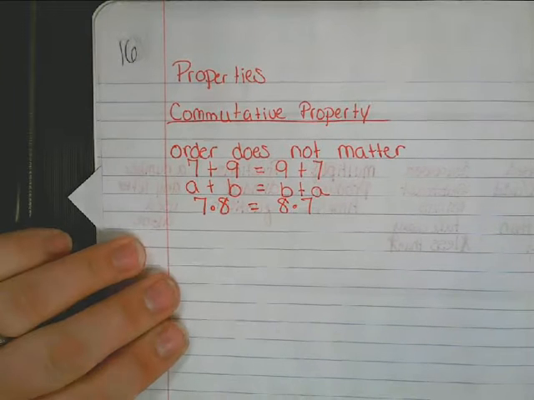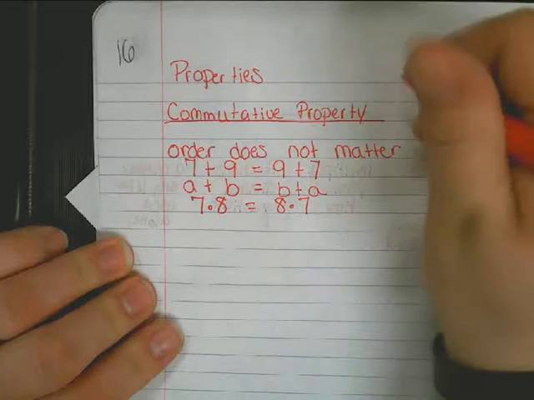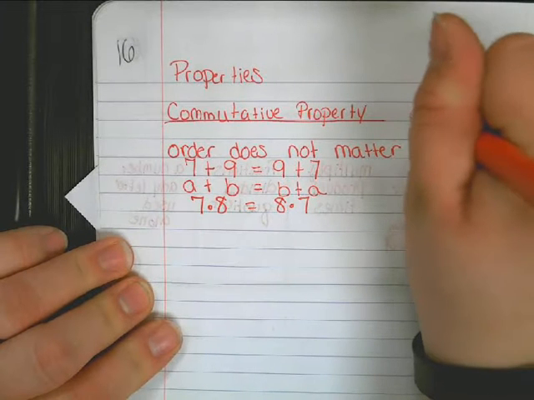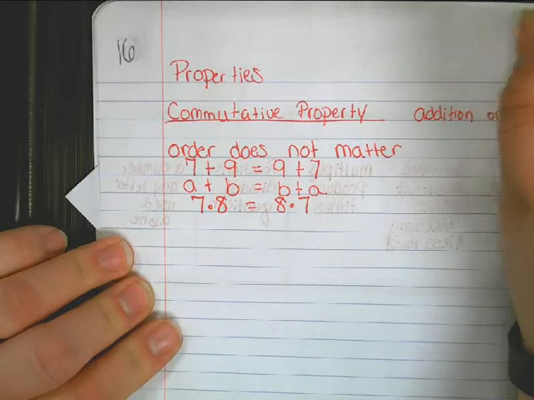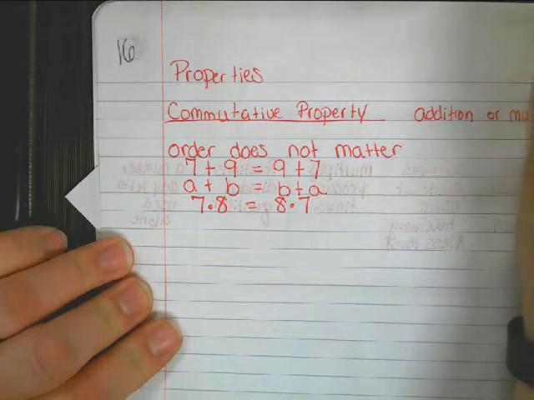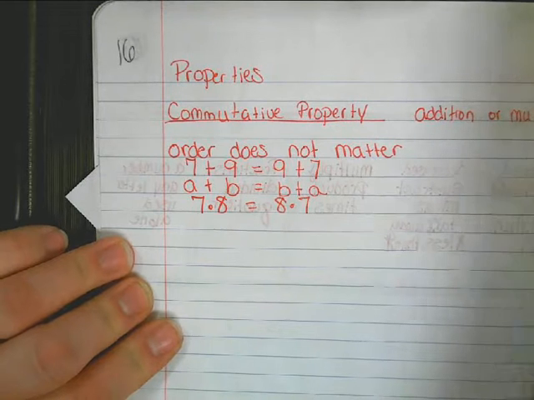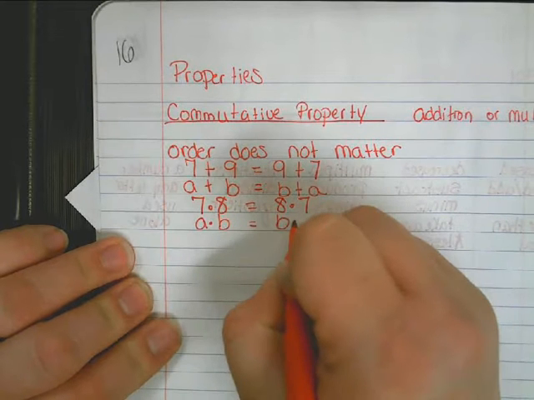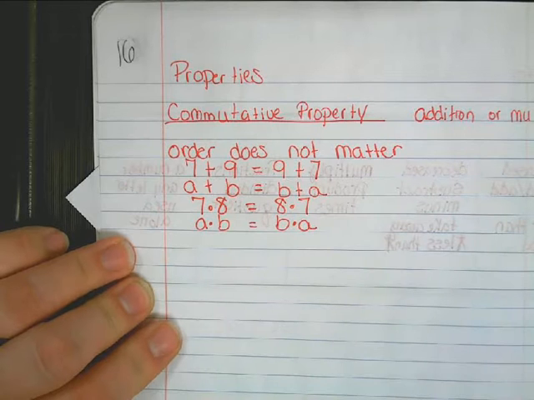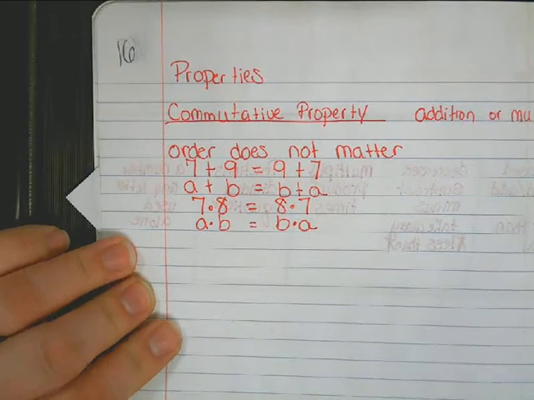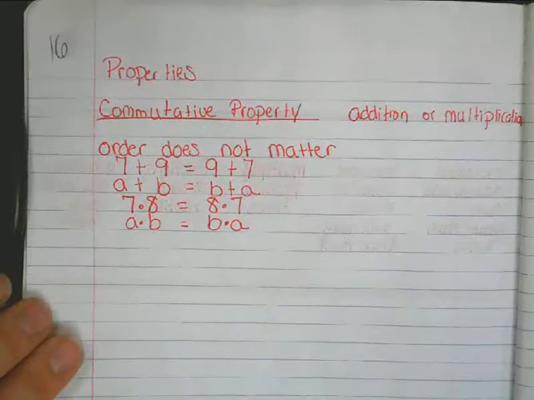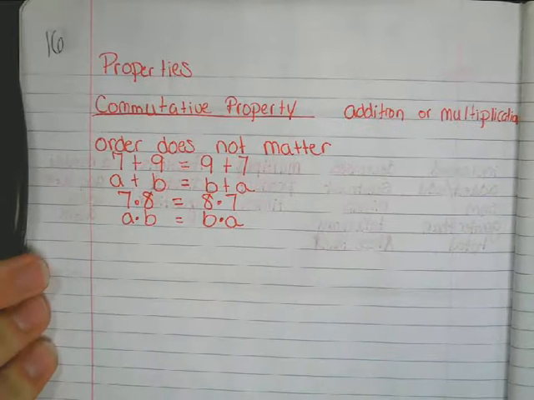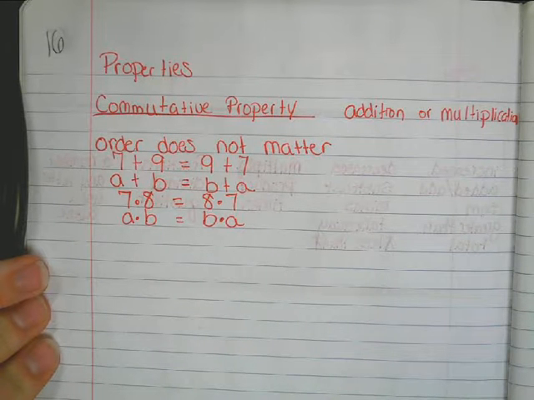So with our commutative property, we can have it with either addition or multiplication. So if you want to put up here on the side, addition or multiplication. Works with either one. So same thing with your letters. If you have A times B, that is the same thing as B times A. Okay, so commutative property, the big thing you need to remember is order does not matter.